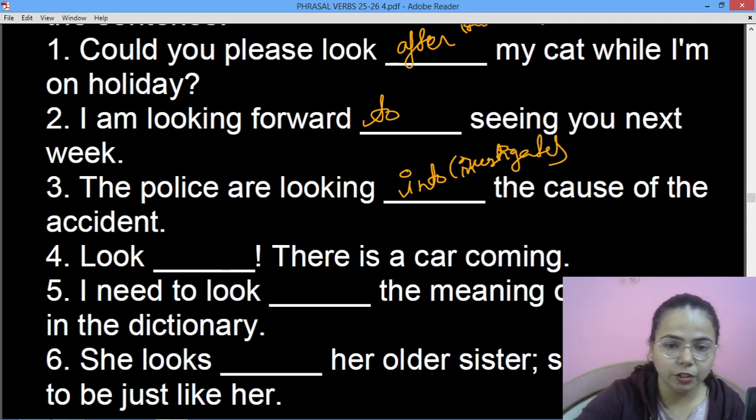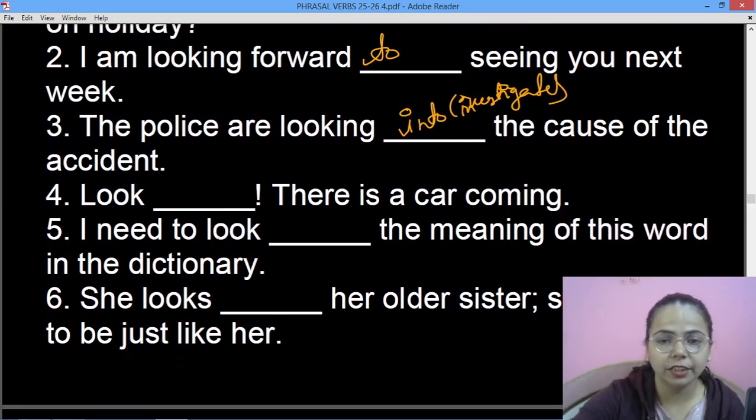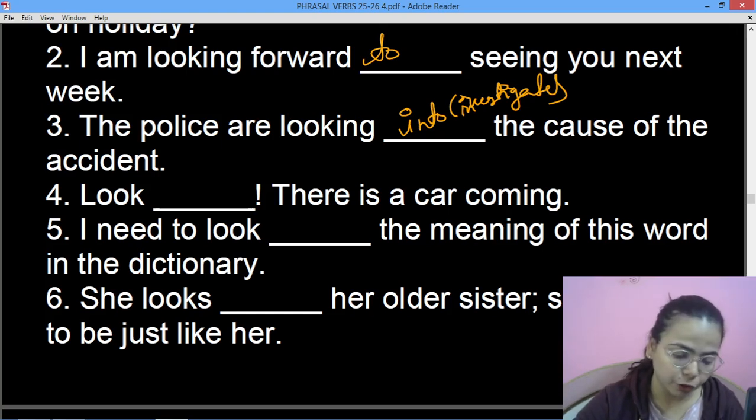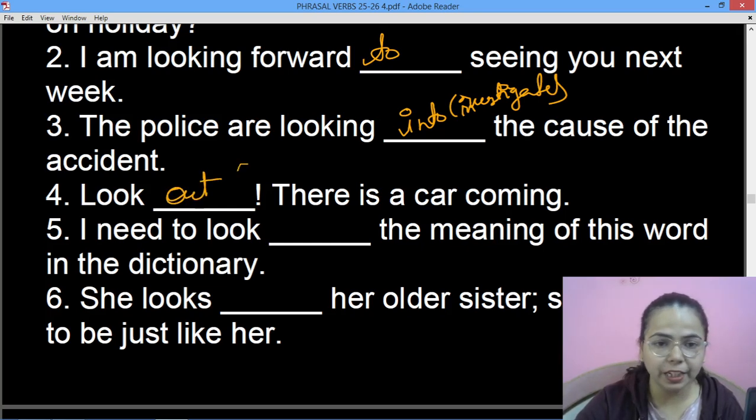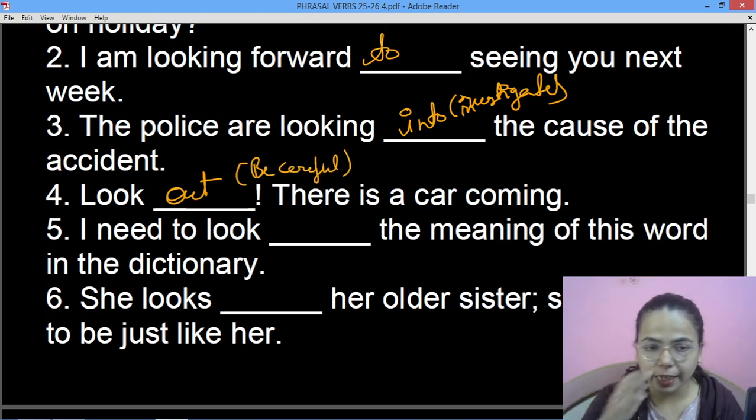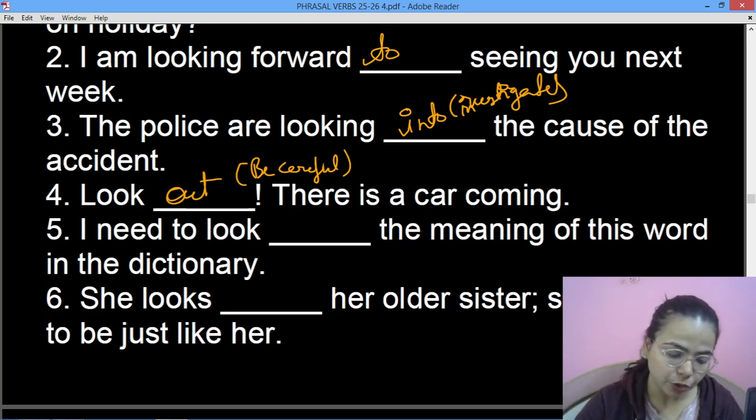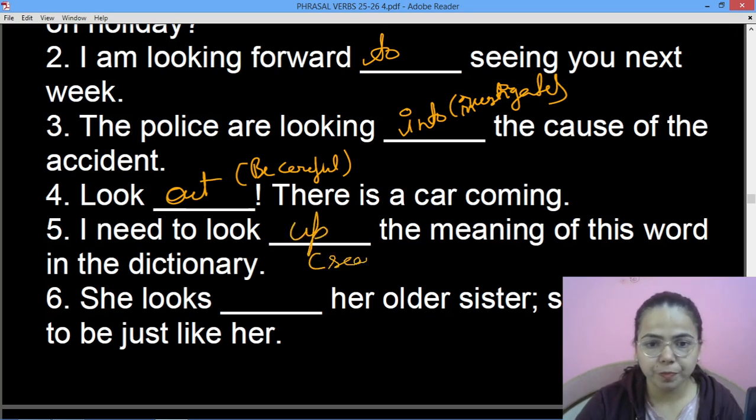Okay, look dash, there is a car coming. So fourth will be look out, to be careful. Then fifth one: I need to look dash the meaning of this word. So it will be look up, which means to search for the meaning of this word.